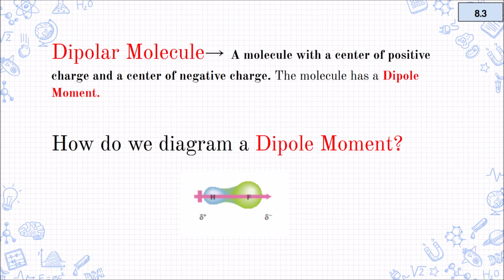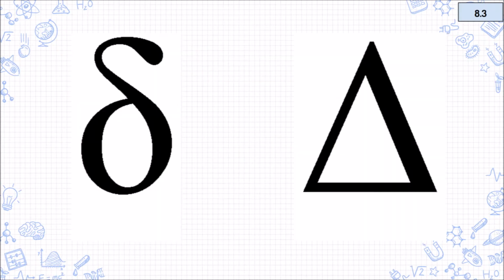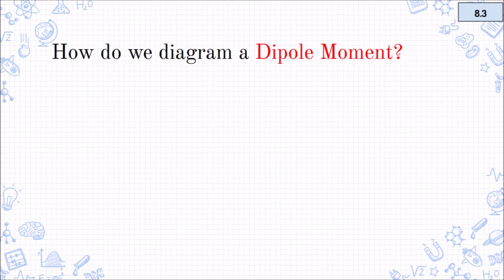Well, here's a very grainy image of one way we can diagram the dipole moment of hydrogen fluoride. But before we explain diagramming, you have to know these symbols. The one on the left is lowercase delta, and the one on the right is uppercase delta. We use positive delta and negative delta to indicate poles and their charge. So don't be surprised when you see deltas on dipole diagrams. There are three ways to diagram.